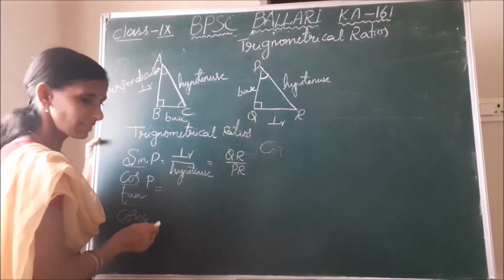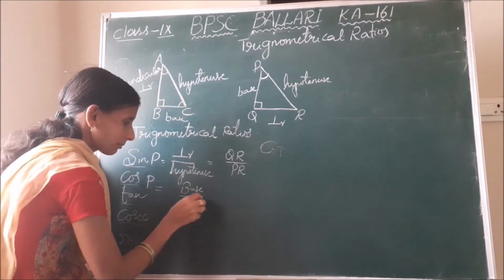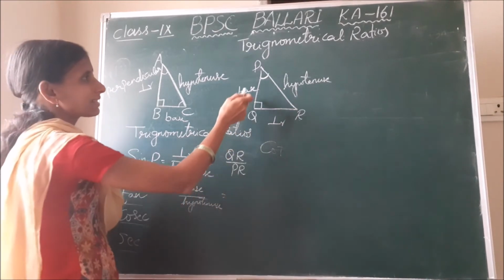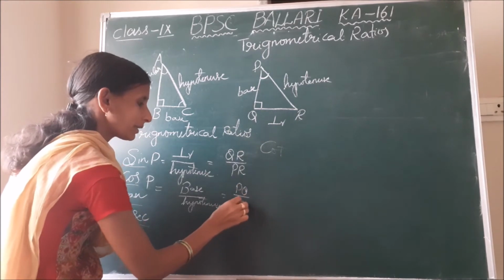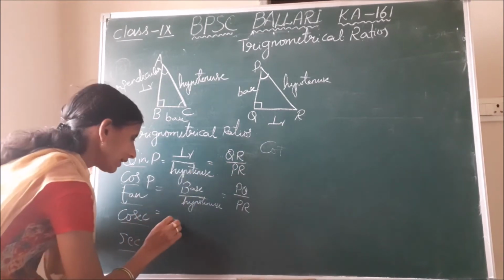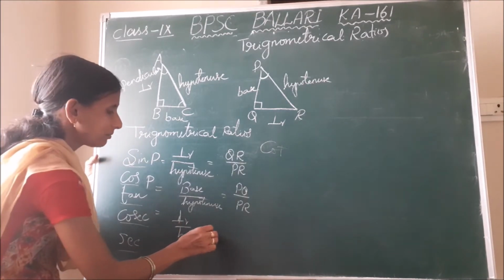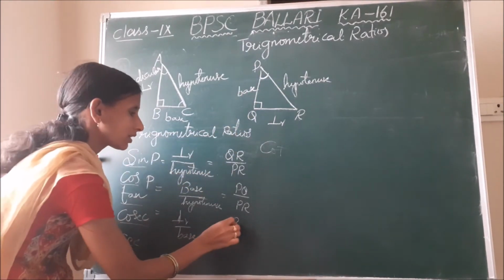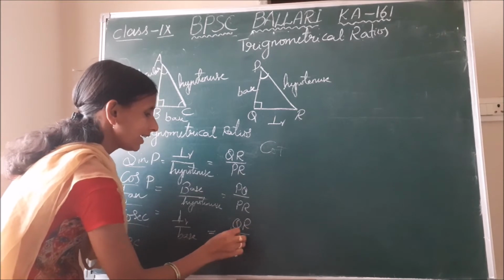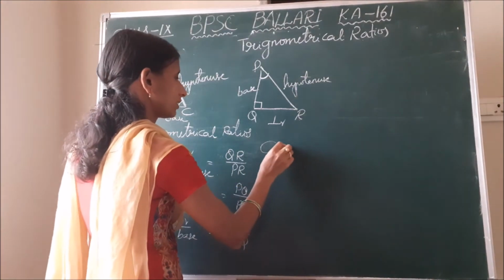Next, cos means base by hypotenuse. So what is the base here? PQ by PR. Next, tan means perpendicular by base. What is the perpendicular here? QR. So QR by PQ.